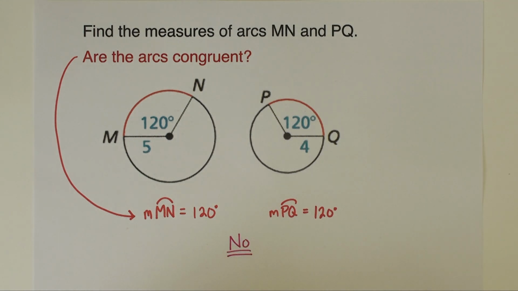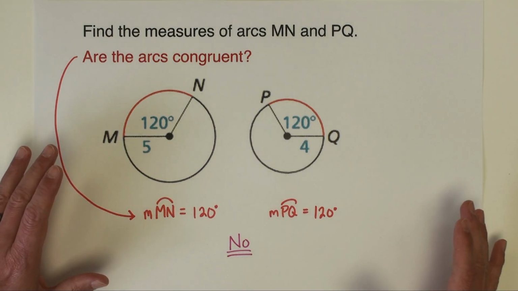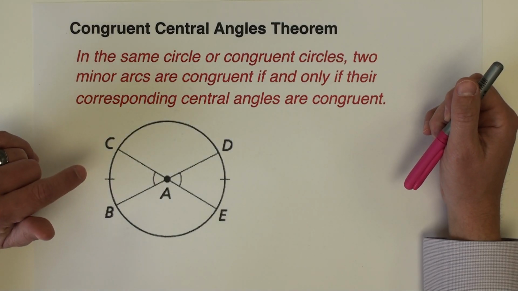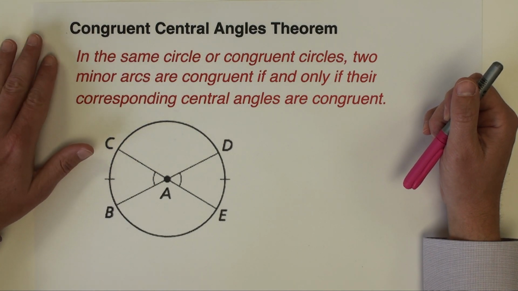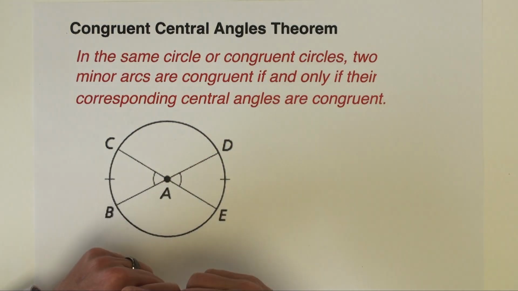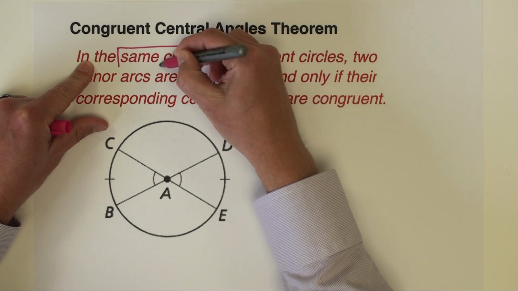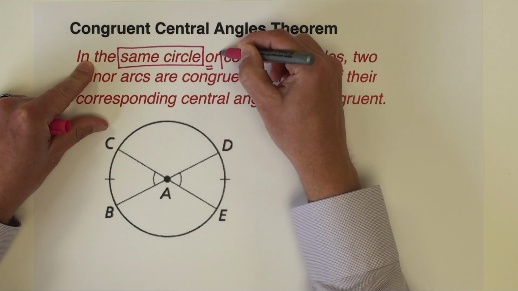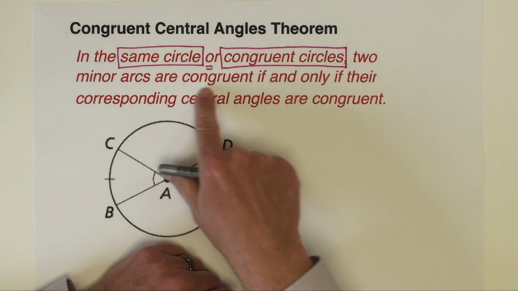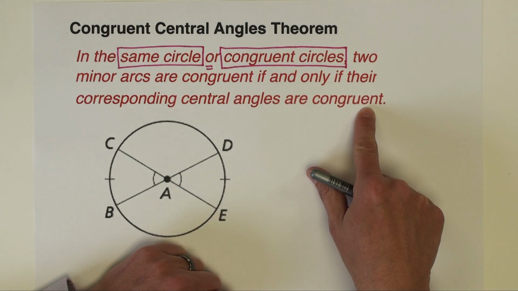Now, in the next slide, I'll show you a theorem that is going to talk about when arcs are congruent and when they are not congruent. All right, the theorem before us here is titled the Congruent Central Angles Theorem, and let's read it together. It says that in the same circle or congruent circles, let's stop right there. That's really important. Let's mark that: same circle or congruent circles. Two minor arcs are congruent if and only if their corresponding central angles are congruent.